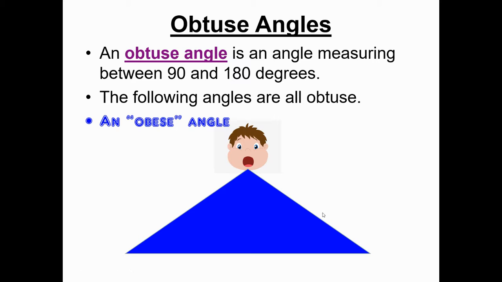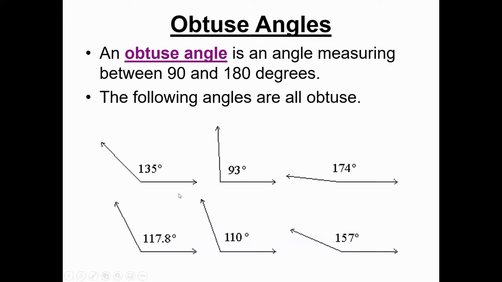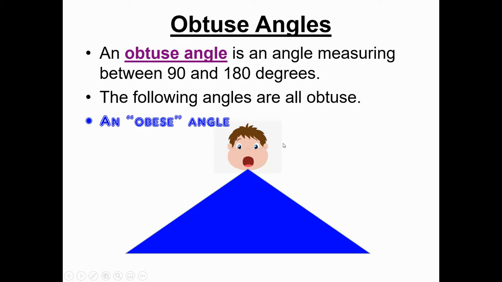So let's take a look at these obtuse angles. This is open wider than 90 degrees. So 135 degrees would be this obtuse angle. 93 degrees would be this obtuse angle. 174 degrees. 117.8 degrees. 110 degrees. 157 degrees. Do the same thing with your sheet of paper. Lay it on top of here and draw out these different types of angles, labeling them obtuse angles.